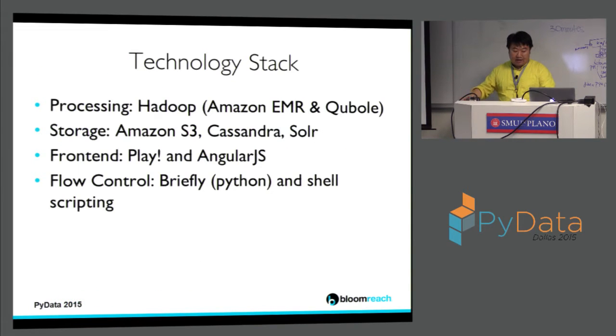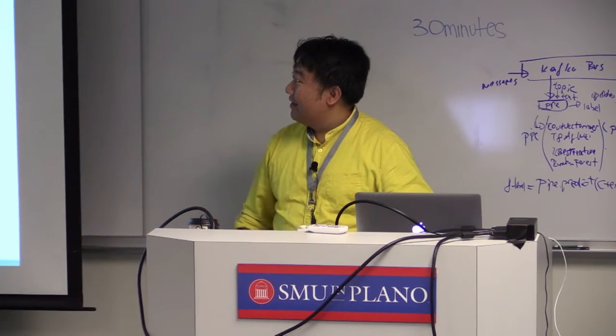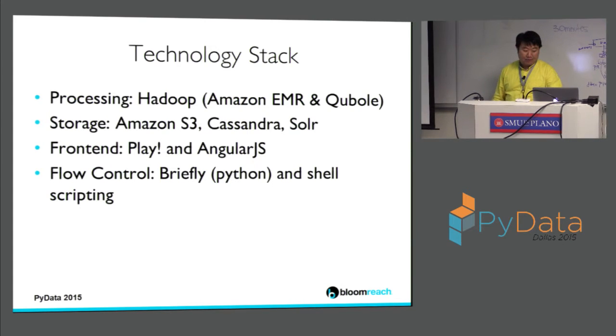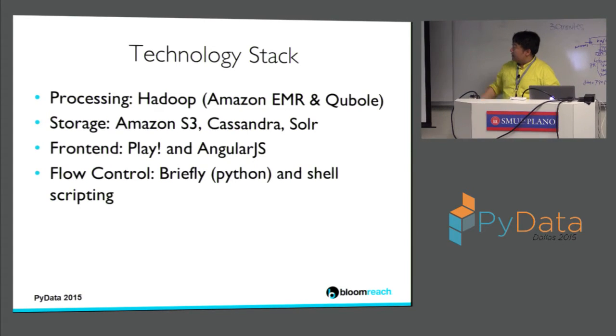The technology stack we use, of course, is Hadoop, and we don't have our own physical servers. For those who are not familiar with Amazon EMR, it's basically a Hadoop service. If you don't have your own Hadoop cluster, you can just say, hey, give me 10 machines, 100 machines, or whatever, and they create this cluster for you. For storage, we use S3 and Cassandra, and for the front end and the flow control, we use Python, Briefly, and a little bit of shell scripting.